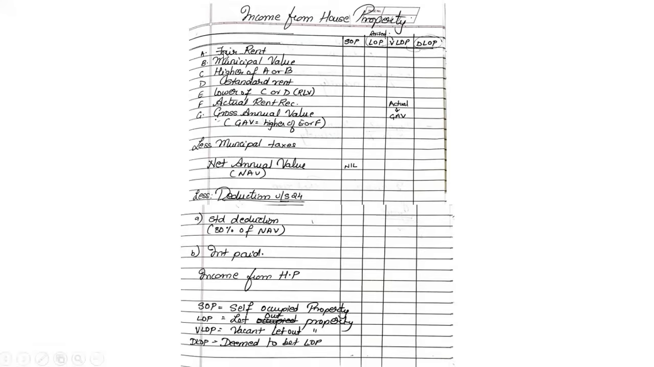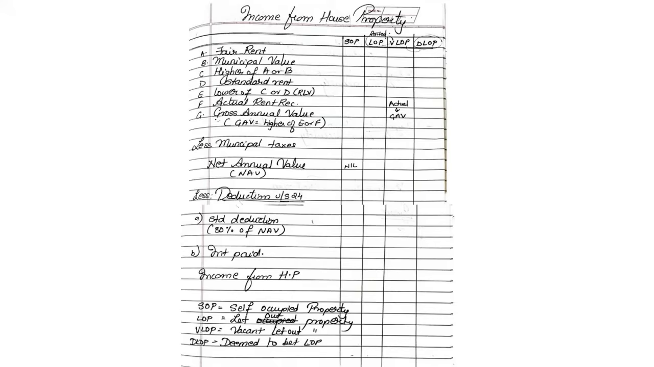Now the format goes with A, B, C, D, E, F, G. Alphabetically up to G, that is gross annual value. The format says that first is fair rent and municipal value, then it is higher of A and B, standard rent, lower of C and D, and actual rent, that is higher of E and F.